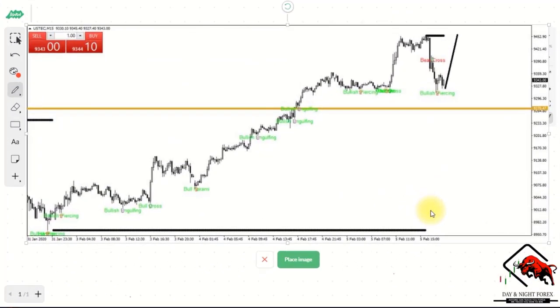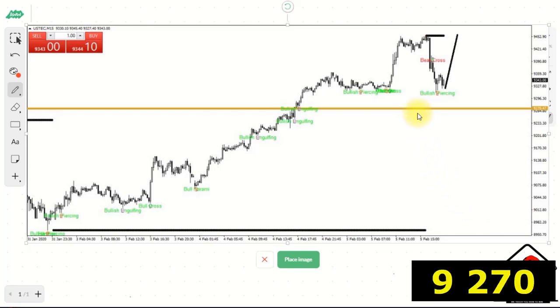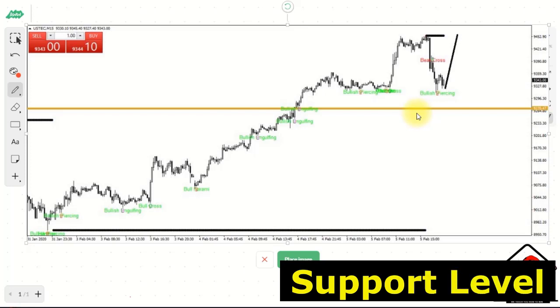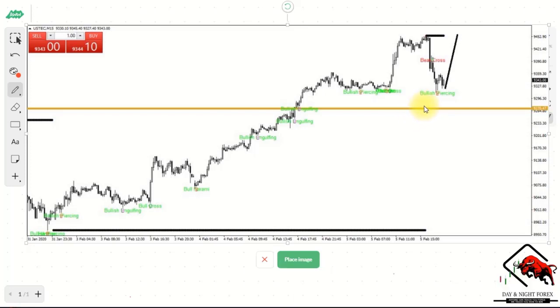Looking at another example over here, when you open this chart, the first thing we see is that we are on an uptrend. On an uptrend, we're looking for buying opportunities, and if it was a downtrend, we'd be looking for selling opportunities. But in this case, we are on an uptrend, so we are looking for buying opportunities. Already at this level, indicated by this gold line, around 9,270, we actually have our support level. So this is our support level over here, which is already our first confirmation for a buy setup, right?